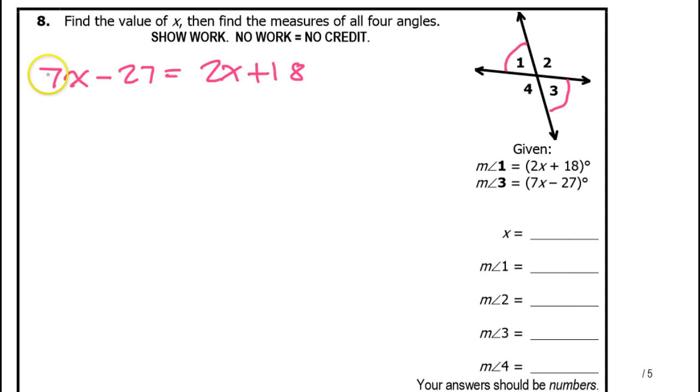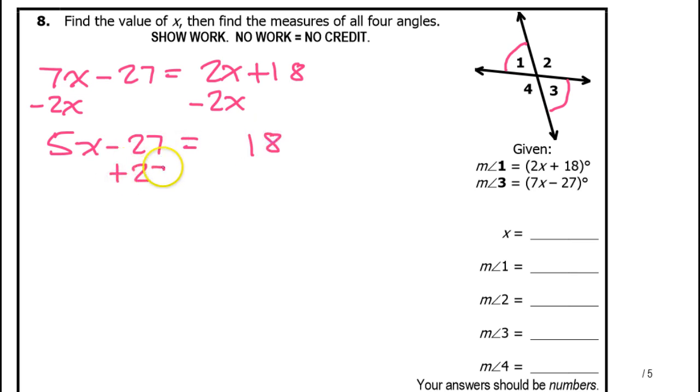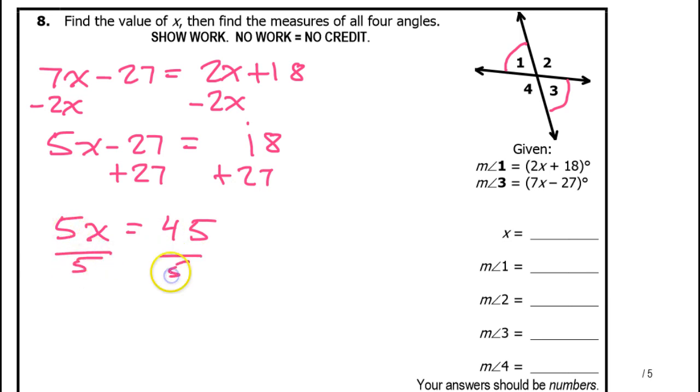I like to put the bigger x value in front. That's why I wrote it this way. You should get the same answer either way. So we need to bring these x's together. So I'm going to subtract the 2x, and that will give me 5x minus 27 is equal to 18. And then we would add the 27 to both sides. So that will give me 5x is equal to, so that's going to be 45. And then if we divide both sides by 5, that's going to give me 9.